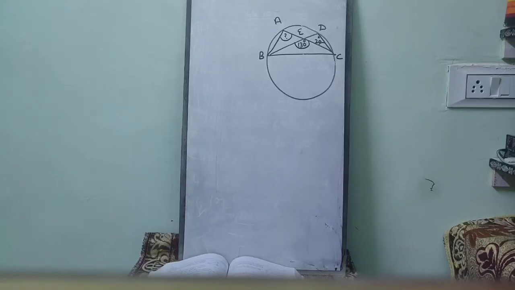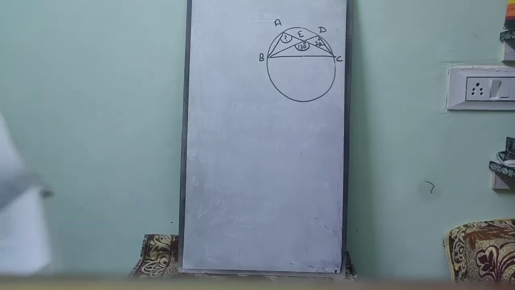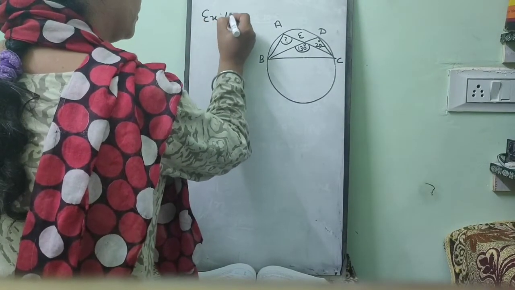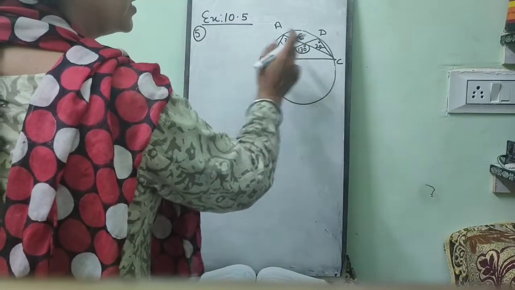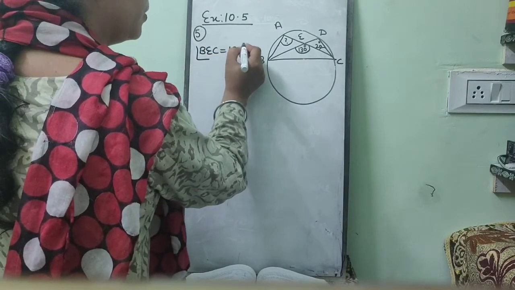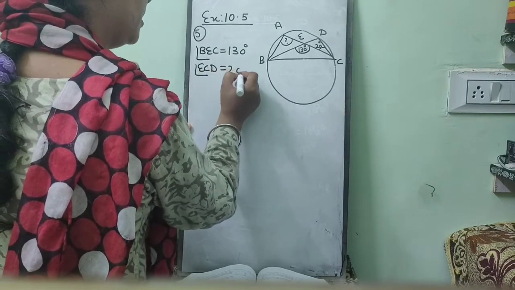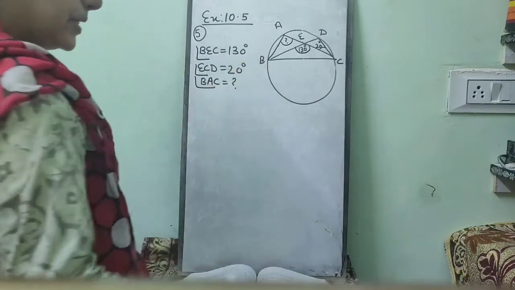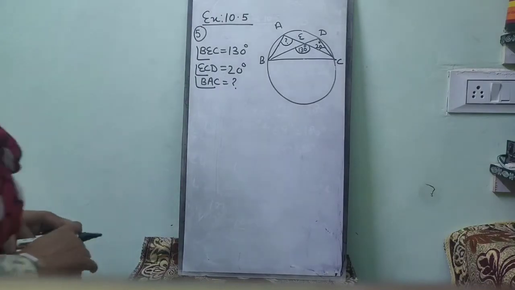Yes, students, now I am going to start with sum number 5 of exercise 10.5. In this sum, angle BEC is 130 degrees and angle ECD is 20 degrees. The question is to find angle BAC. Clear? See, in this sum, how will we start?